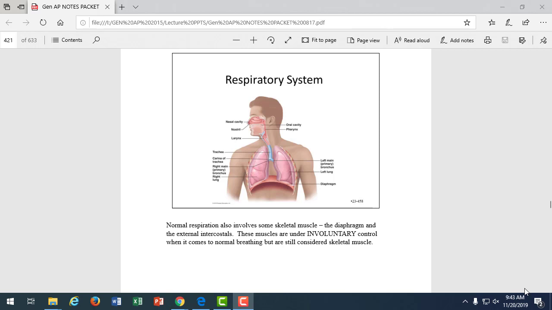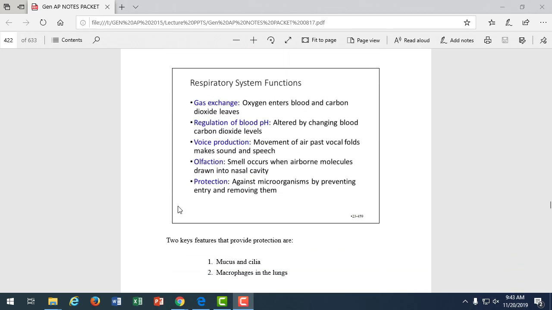So when we look at the term respiration, we talked about cellular respiration. That's where we use glucose and oxygen, right, to make ATP. So respiration at the level of the lungs has some terms related to that we don't want to confuse with cellular respiration.